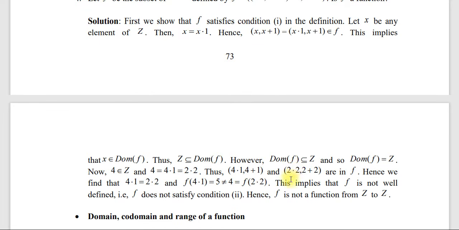Thus, 4 times 1, 4 plus 1 and 2 times 2, 2 plus 2 are in f. Hence, we find that 4 times 1 equals 2 times 2, and f of 4 times 1 equals 5, and f of 2 times 2 equals 4, but 5 and 4 are different.